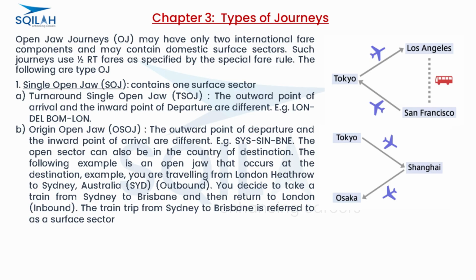The open sector can also be in the country of destination. The following example is an open jaw that occurs at the destination. Example, you are traveling from London Heathrow to Sydney, Australia, SYD, outbound. You decide to take a train from Sydney to Brisbane and then return to London, inbound. The train trip from Sydney to Brisbane is referred to as a surface sector.